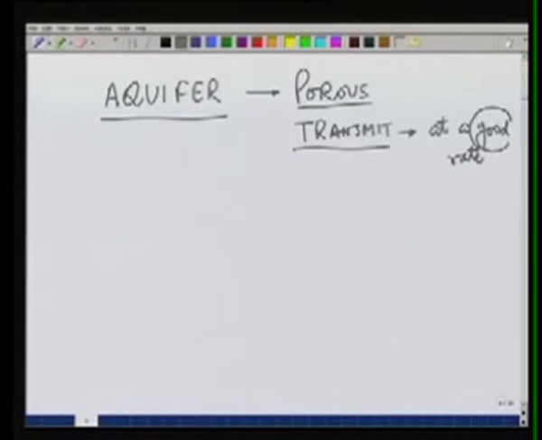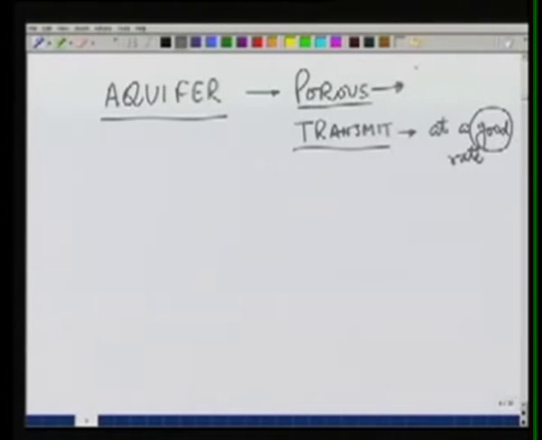Now this good term is qualitative. It may change from place to place. Sometimes a soil formation may be yielding a good rate for our purpose in some area, but the same formation may be yielding water at the same rate, but it may not be considered good for some other purpose. Therefore this is qualitative, and it will depend on the purpose for which we are using the water. And porous, we have seen already that this depends on porosity and specific yield. Porosity of course is important, but specific yield is more important in water resources engineering because this is the amount which is available to us.